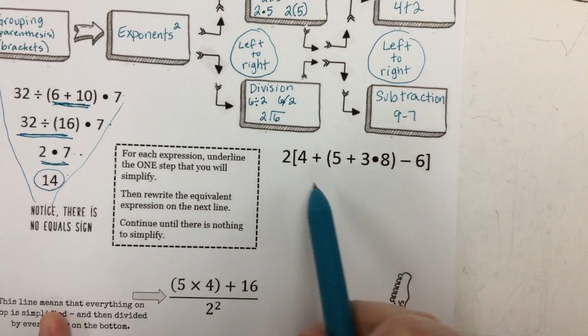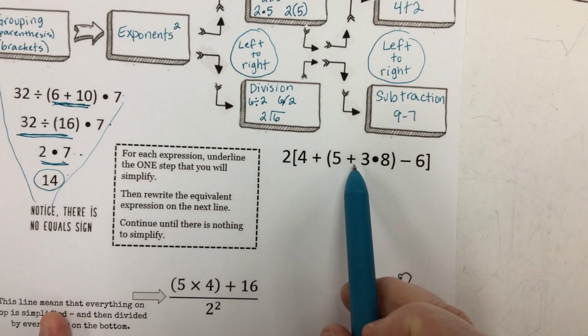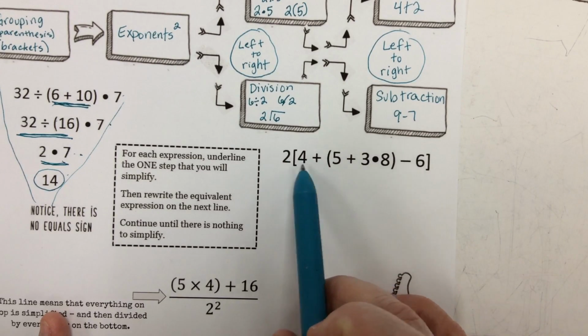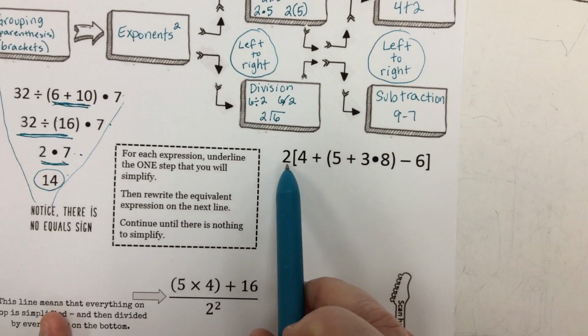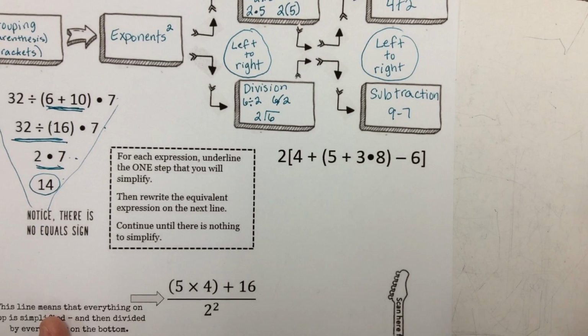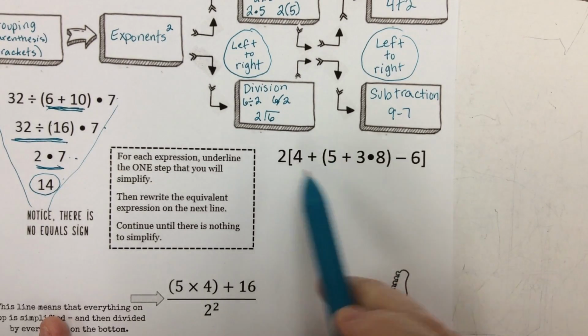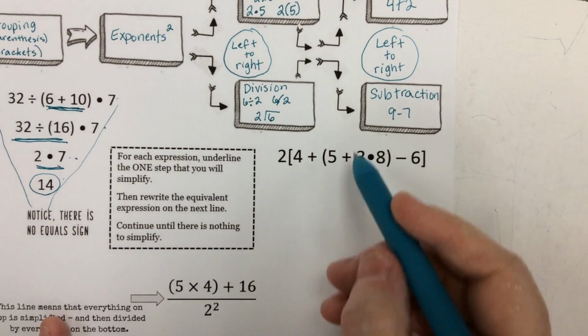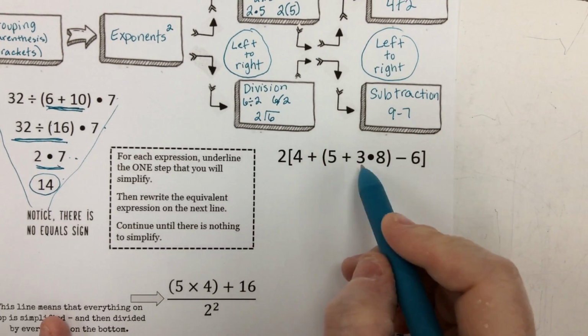Oh, this one has a lot of steps. I see brackets and I see parentheses. I see adding, multiplying, subtracting, and another multiplying here. But this is no different than a 5th grade level problem. I see parentheses inside my brackets. That means that I have to do these first. I do what's on the inside and I work my way out.